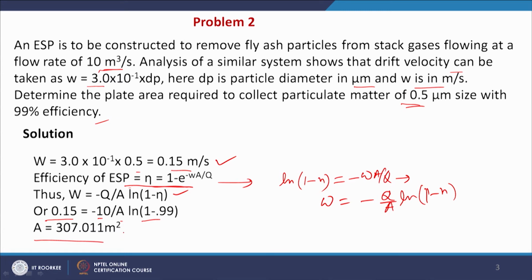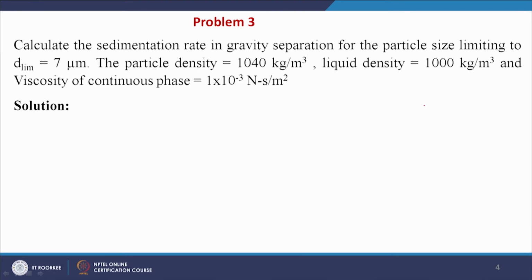So, this is the area of the collector which is required to get 99% efficiency for the separation of particles having 0.5 micrometer size. So, now we are able to solve the problem. Next we will have problem number 3.